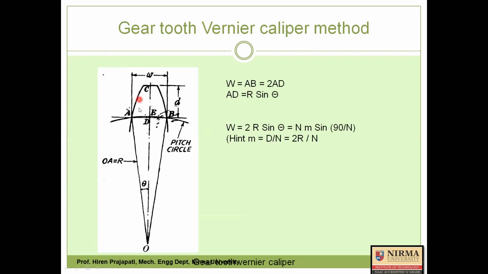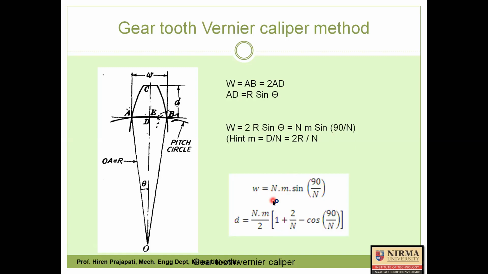But in the case of W, you have to apply the sine rule. So sine theta is equal to AD by R. Then AD is equal to R sine theta. So we got R sine theta, that is half of the chordal thickness. We want the full chordal thickness, so multiply by 2. Then we get chordal thickness is equal to 2R sine theta. Now R I can write as nm by 2, so the 2 will cancel out. Then your final equation for chordal thickness is nm sine 90 by n. So we got both the relations. These are the theoretical relations for chordal width and chordal depth.